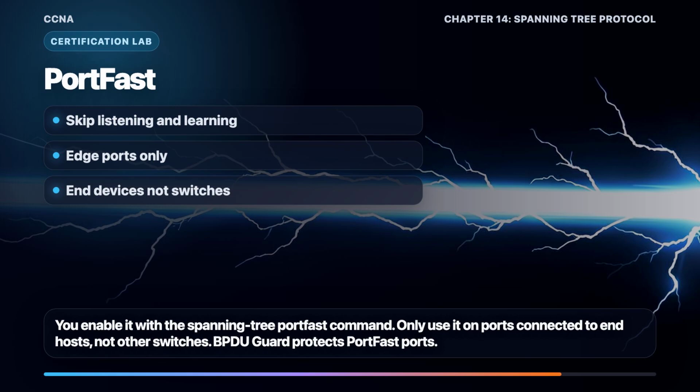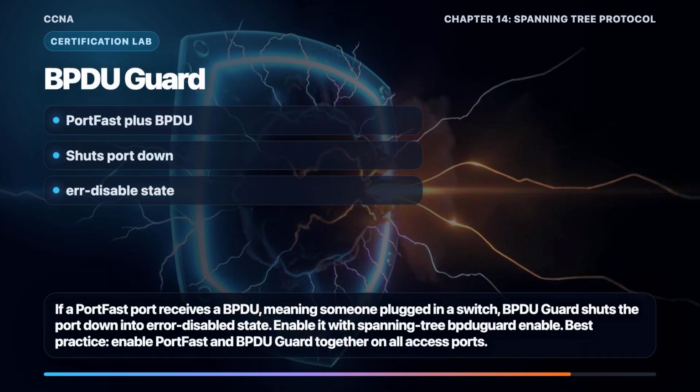BPDU Guard protects PortFast ports. If a PortFast port receives a BPDU, meaning someone plugged in a switch, BPDU Guard shuts the port down into error-disabled state. Enable it with spanning-tree bpduguard enable. Best practice: enable PortFast and BPDU Guard together on all access ports.